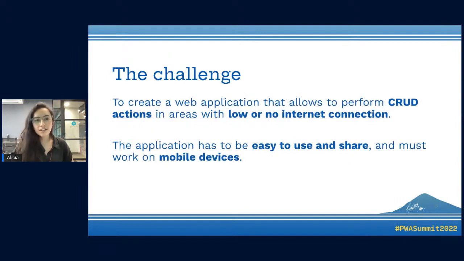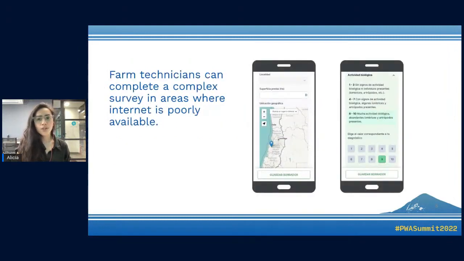So the challenge was a request by a client for an application that would allow them to take service in areas where sometimes internet might be poorly available. This was an application thought for farmers and farm technicians to diagnose farms in the field. So it had to be an application very easy to use and share, and it should work on mobile devices. These are some screenshots of the application. The main feature of this app is a very complex survey with lots of questions that the app should allow to be completed offline or where the connection is available.